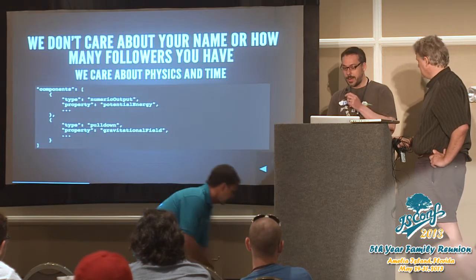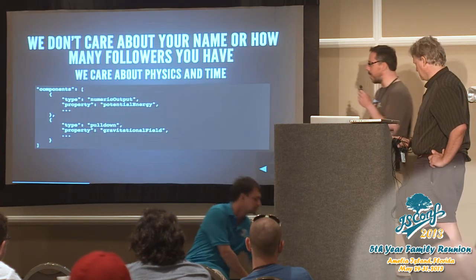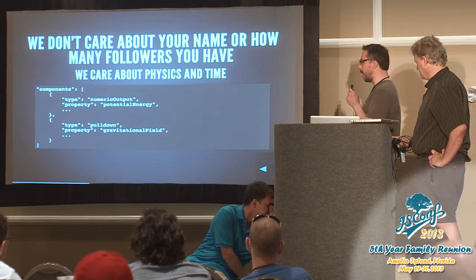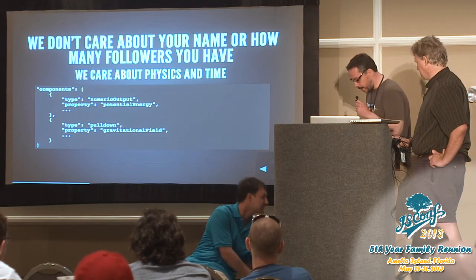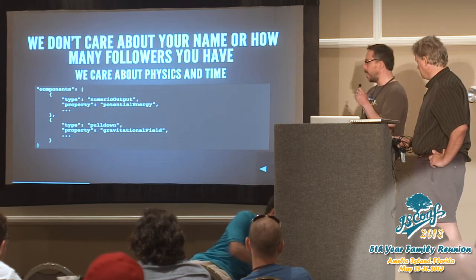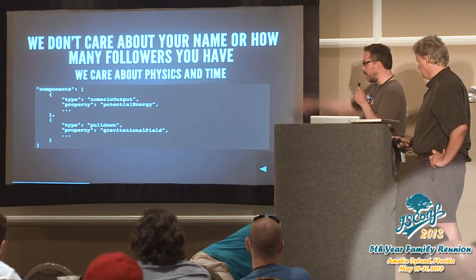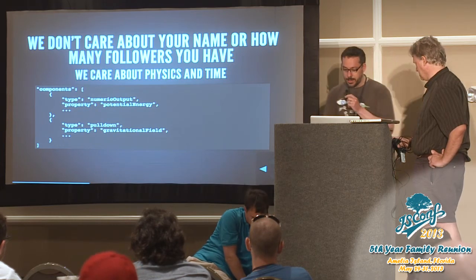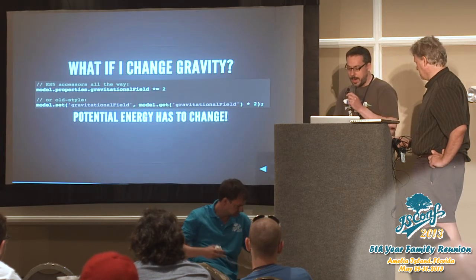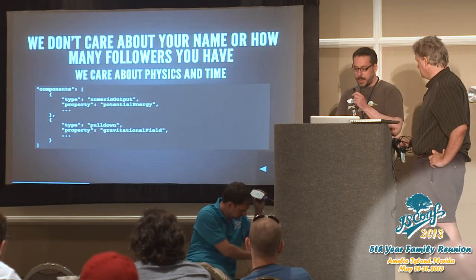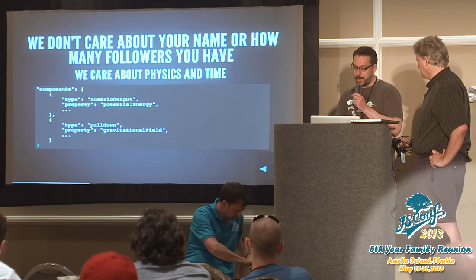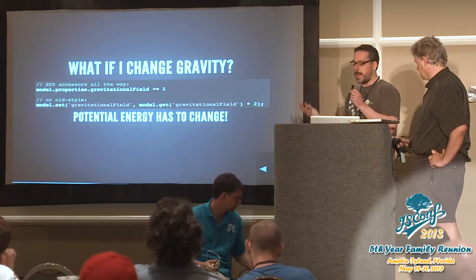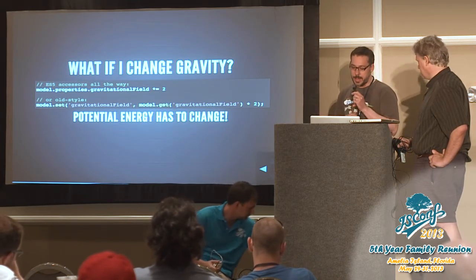Well, we don't exactly care about your name or how many followers you have. Those are great things, but we really care about physics and time. We have these neat interactives that have properties associated with the model, and we want the UI to update automatically with those as well. So in order to do that, we use this property system I'm talking about. Automatic UI binding is a more difficult problem in this case.